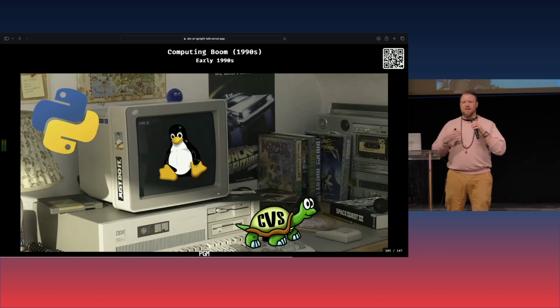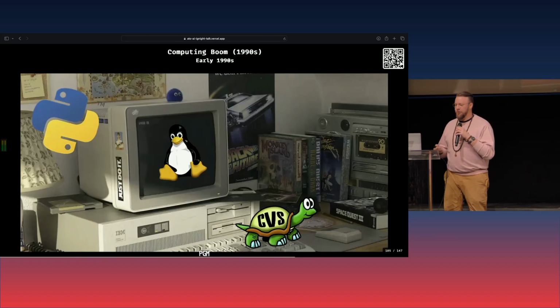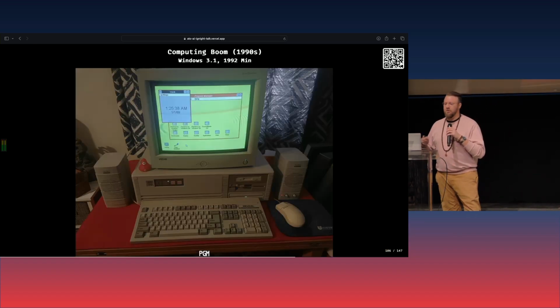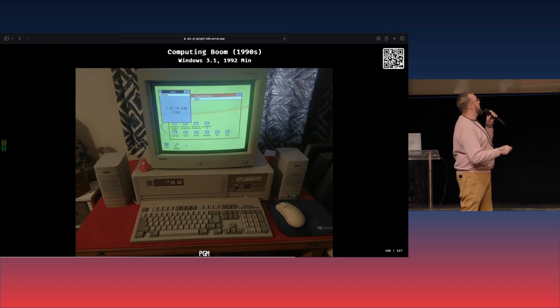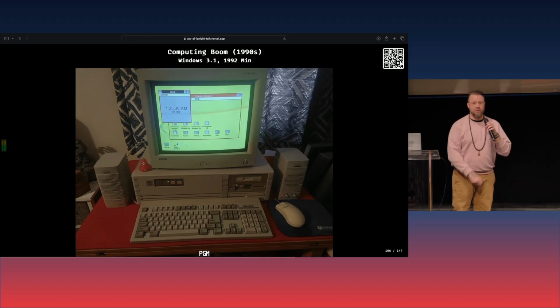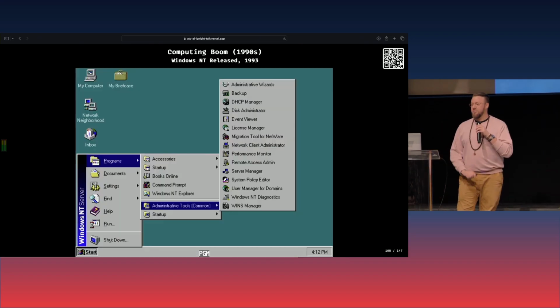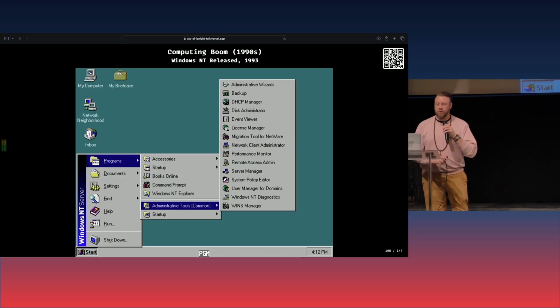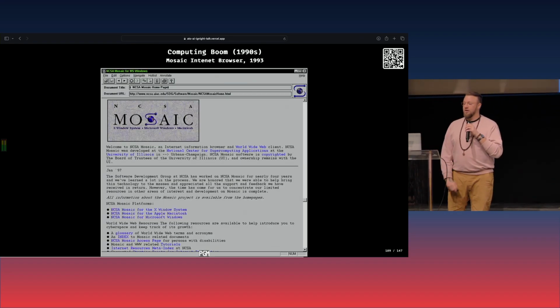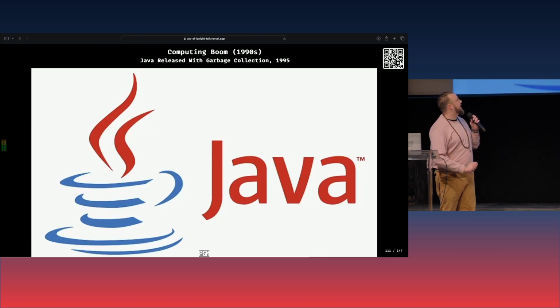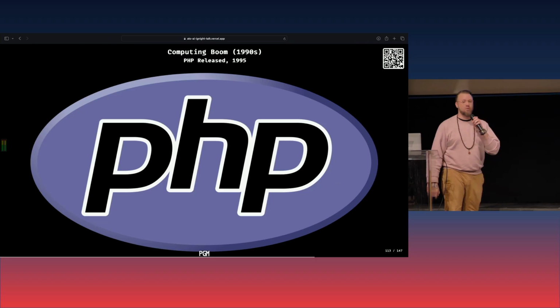The 90s, I'm getting more into the territory of stuff that y'all are familiar with, like the early release of Linux, Python coming out, Windows 3.1. This was my home computer in the beautiful hot dog theme that you could apply to Windows 3.1. I loved that one. The Amiga 1200 was very popular. Windows NT released 1993. The Mosaic Internet Browser, 93 and 94 come out. And Java in 1995.